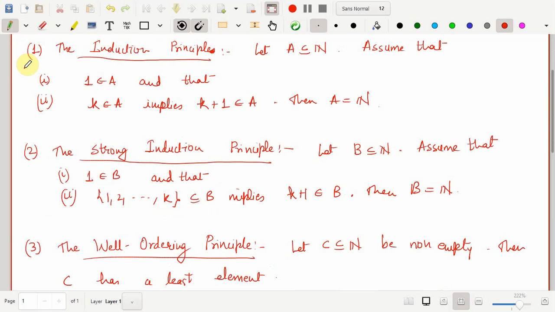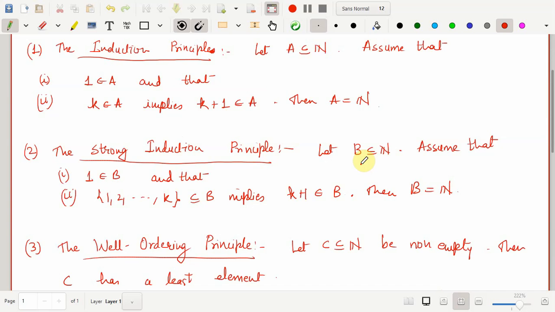Okay, so the second statement is the strong induction principle. This is also something we have used most of the time. Here the difference is that in the second hypothesis, instead of claiming that the result is true for only one k, we say that it is true for all the natural numbers from 1 to k. And if it is then true for k plus 1, then we claim that it is true for all natural numbers.